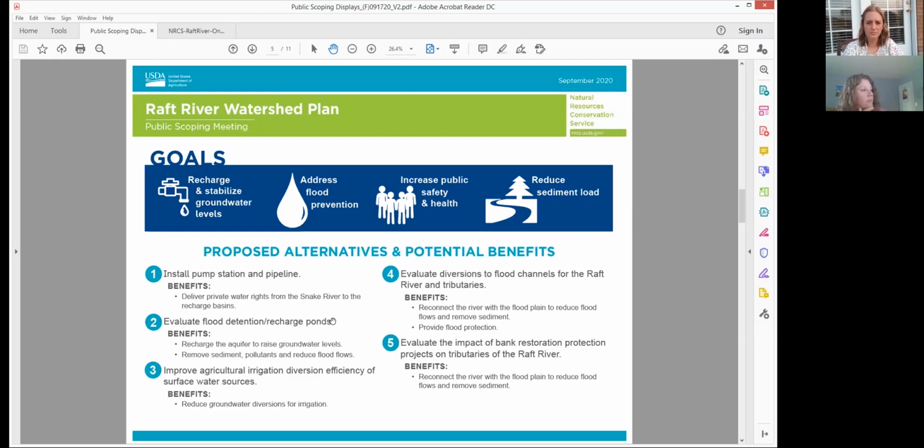The Raft River Watershed project has several goals that fulfill the purpose and need for the project. These include some different projects that will accomplish these goals, including infrastructure to deliver water from the Snake River to recharge basins, evaluating different flood detention and recharge ponds to divert flood flows and capture sediment and pollutants within the flood flows, and then improvements to agricultural irrigation diversion for surface water sources to reduce groundwater diversions for irrigation. There will also be some flood control projects to divert flood flows around important community areas and agricultural areas, and evaluating the impacts of bank restoration projects to reduce sediment loads within the Raft River and tributaries. Next slide, please.